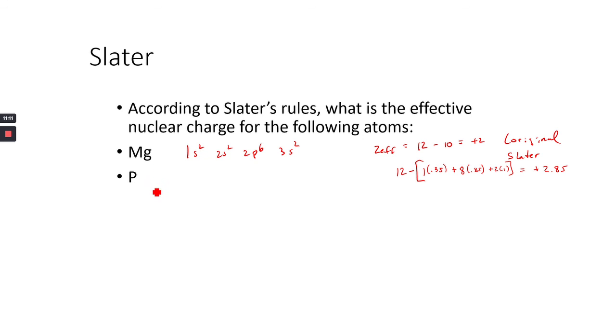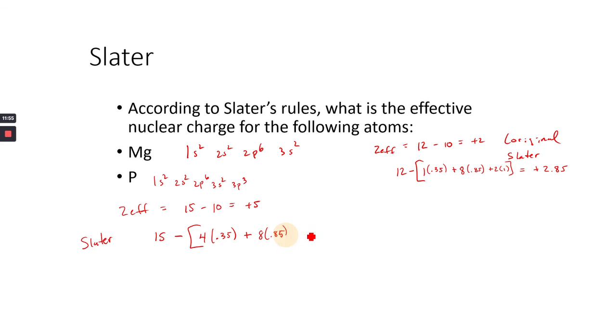Let's do the same thing for phosphorus. Remember, phosphorus has 15 electrons. The original way that we did Z effective was 15 minus 10, and we got plus 5. So let's do the Slater method. We still have 15 protons minus... there are 5 electrons on the third energy level, but one of them is the one we're interested in, so there are 4 on the third energy level that get multiplied by 0.35, plus 8 on the second energy level, plus 2 on the first. When you do all that math, you get plus 4.8.